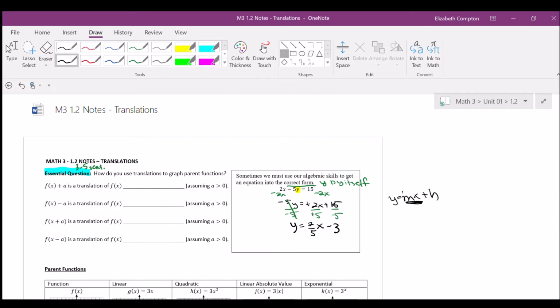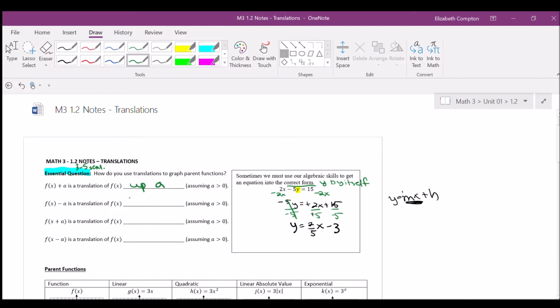All right, so we are going to look at these first 4 pieces. What do these all mean? So I have f of x. F of x is the name of my function. It's the name of my curve. And so I have f of x plus a. Notice it's on the outside. So this means I'm translating up a.